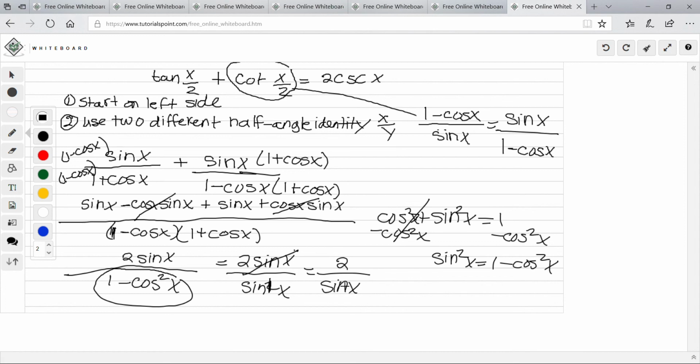This can be simplified even more because cosecant x is 1 over sine x. So we could rewrite it as 2 times cosecant x. And voila, the left side equals the right side. So that's how we know it's an identity. And that's it for today.